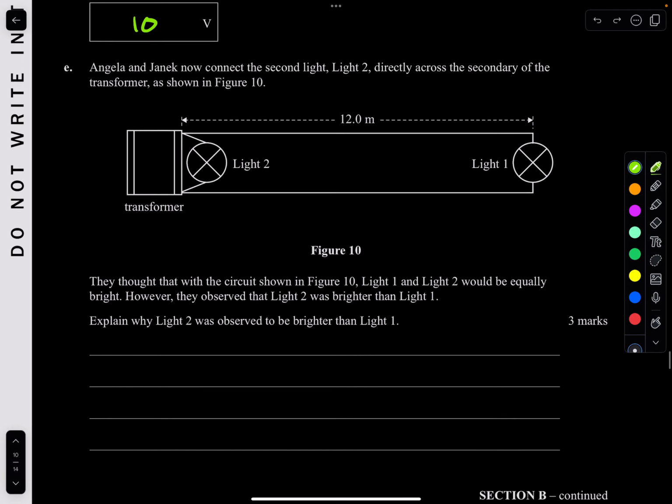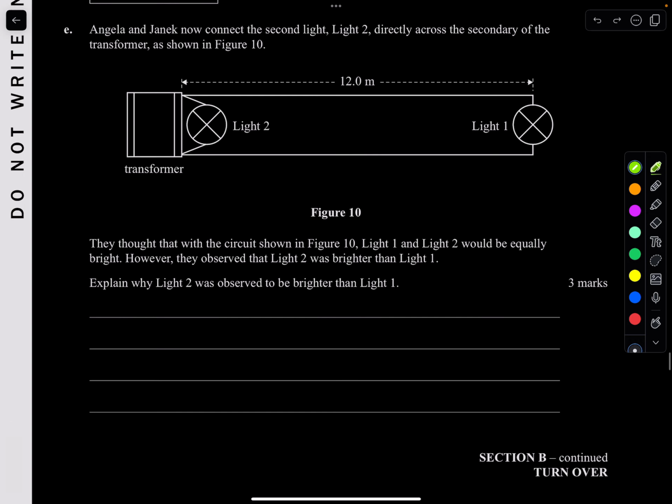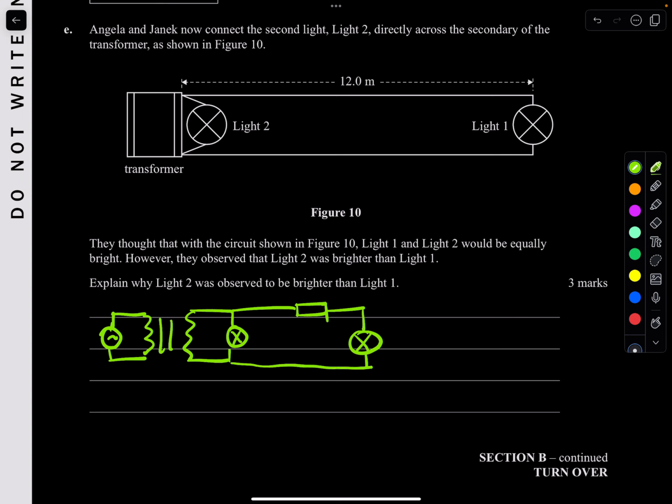So I'm just going to draw a nice circuit just for future questions. So again, you just draw pretty much your output voltage here. And of course you have a transformer. Now, we will have a globe here, which is light 2. And of course we have our transmission line, and then we got our light 1. And it looks like that, pretty much. Overall, this is how our circuit looks.